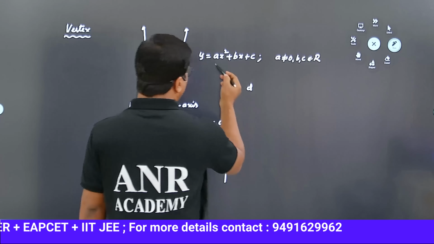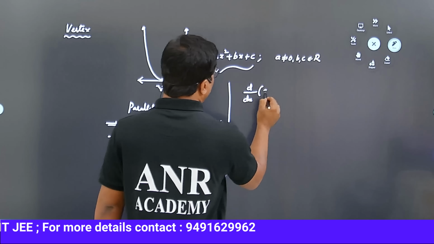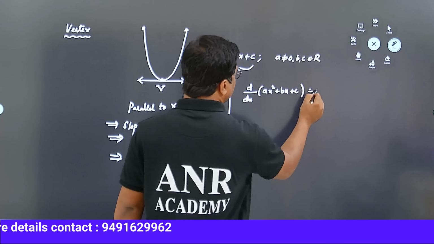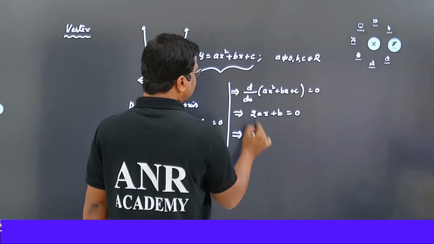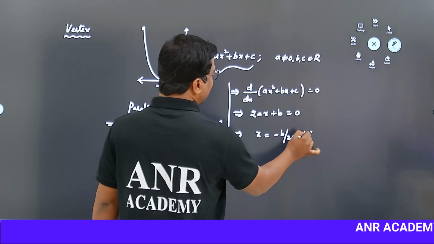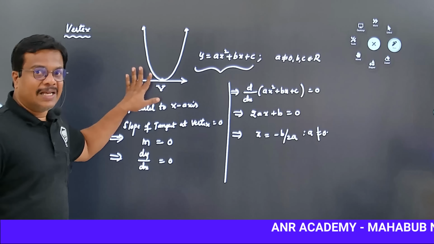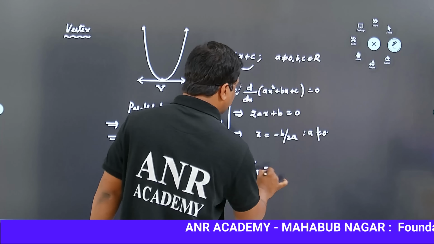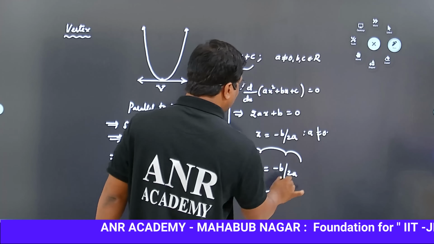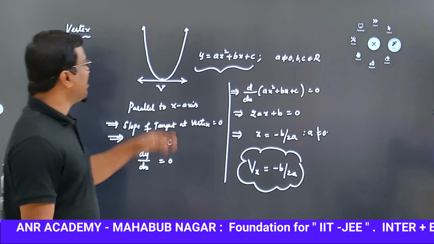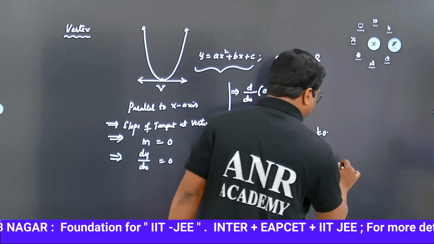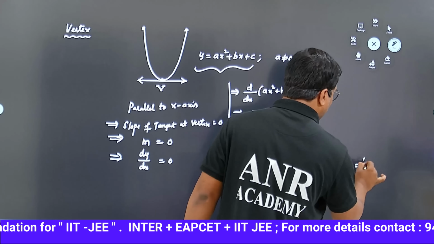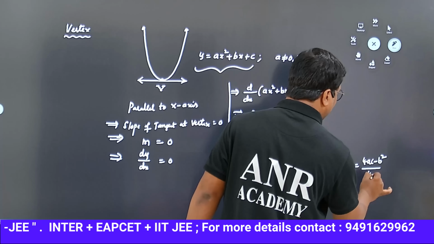Now this is the value of y, right? So d by dx of ax square plus bx plus c is 0. On differentiation we get 2ax plus b equals 0, which implies the x coordinate becomes minus b by 2a. So the vertex x coordinate Vx is minus b by 2a, and if you substitute x equals minus b by 2a in the given function, then we get Vy, the y coordinate of the vertex, which becomes minus delta divided by 4a, or you may write (4ac minus b square) divided by 4a. This is the y coordinate.